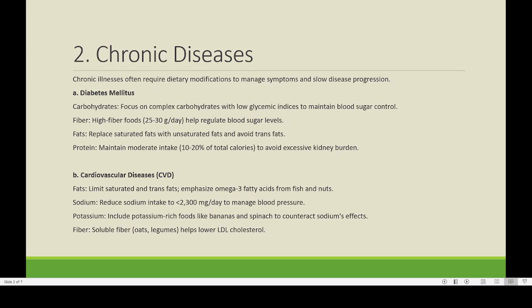Soluble fiber, which is obtained from legumes and oats, will help you reduce the level of LDL cholesterol, low density lipoprotein, that is the full form of LDL. So this kind of diet modification may be helpful for a person with a cardiovascular disease.